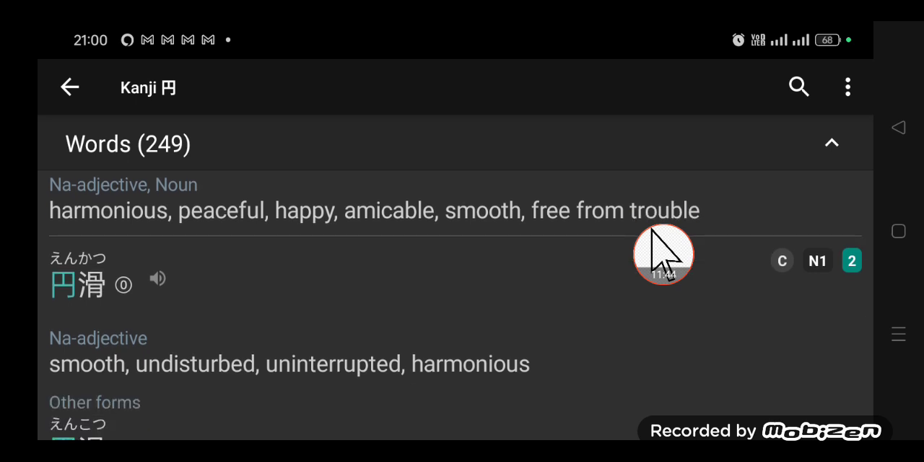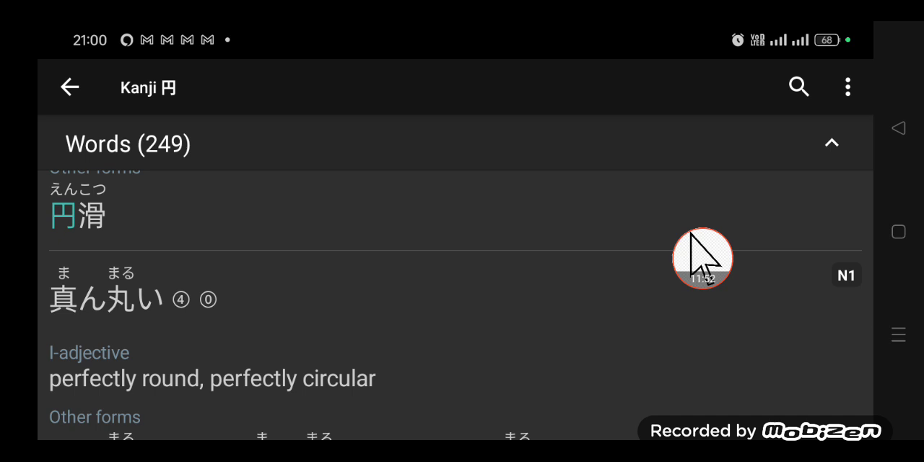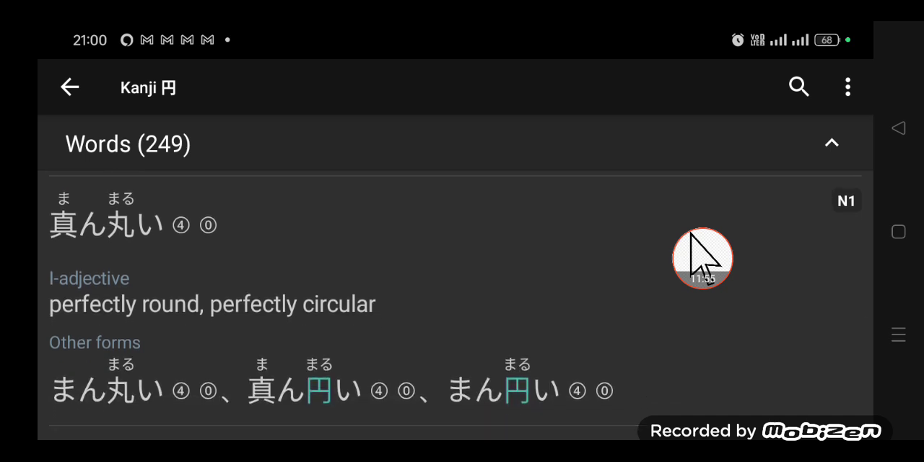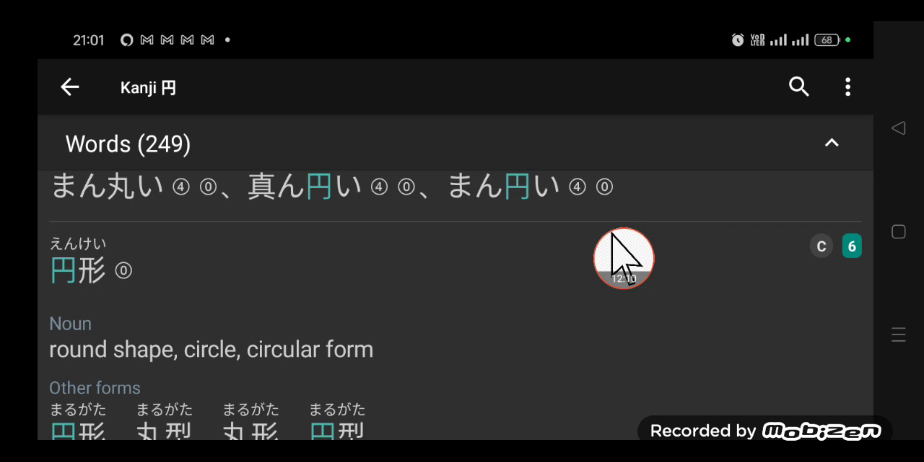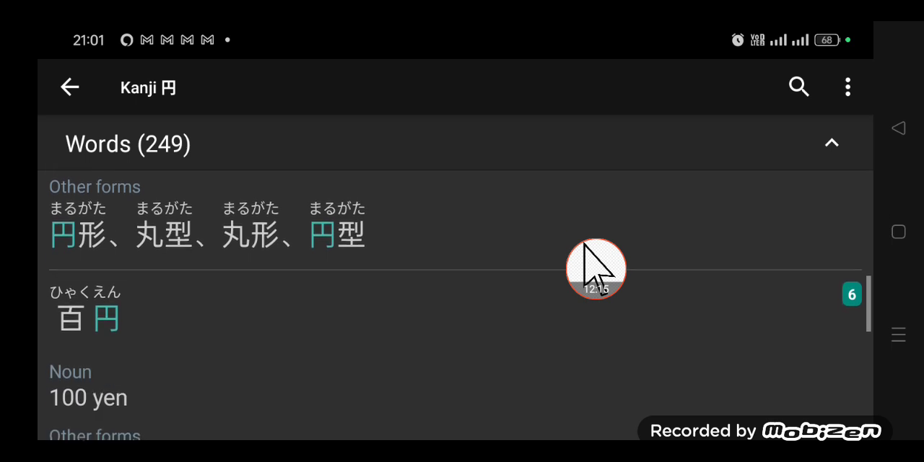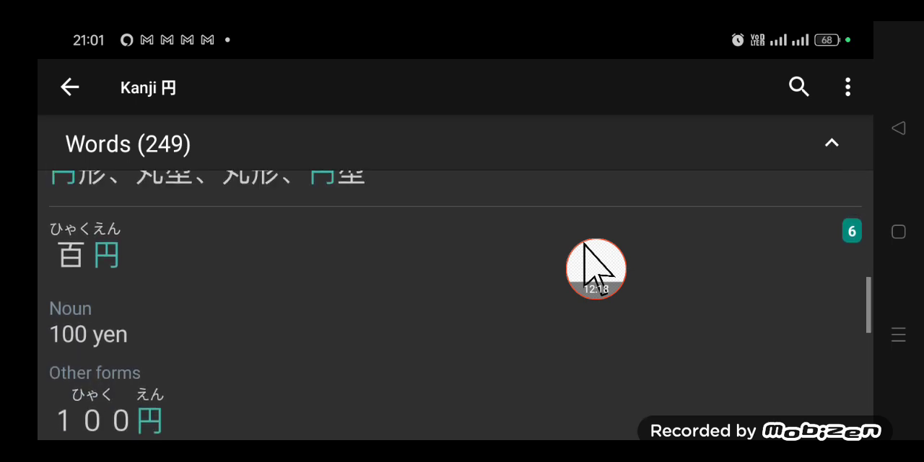And katsu na, smooth and undisturbed. Katsu na is smooth or undisturbed. Okay. How about this? Man marui, perfectly round. But we all know that this kanji is for sphere, so we just replace that with our subject kanji. Man marui is perfectly round. Enkei is round shape in disc form. Okay. So how about 100 yen? Hyakuen.